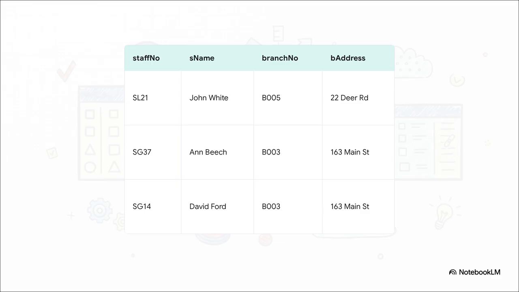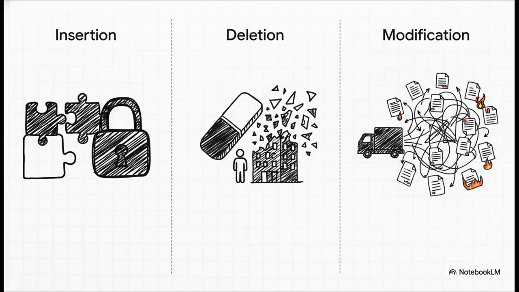But when you look closer at the branch addresses, the exact same branch details are dangerously repeated for every single staff member working there. I mean, if 50 people work at branch B003, that specific branch's address is manually typed out 50 separate times. This is what we call data bloat, and it's incredibly dangerous. That bloat creates what database designers call update anomalies. These are basically 3 terrifying ticking time bombs.